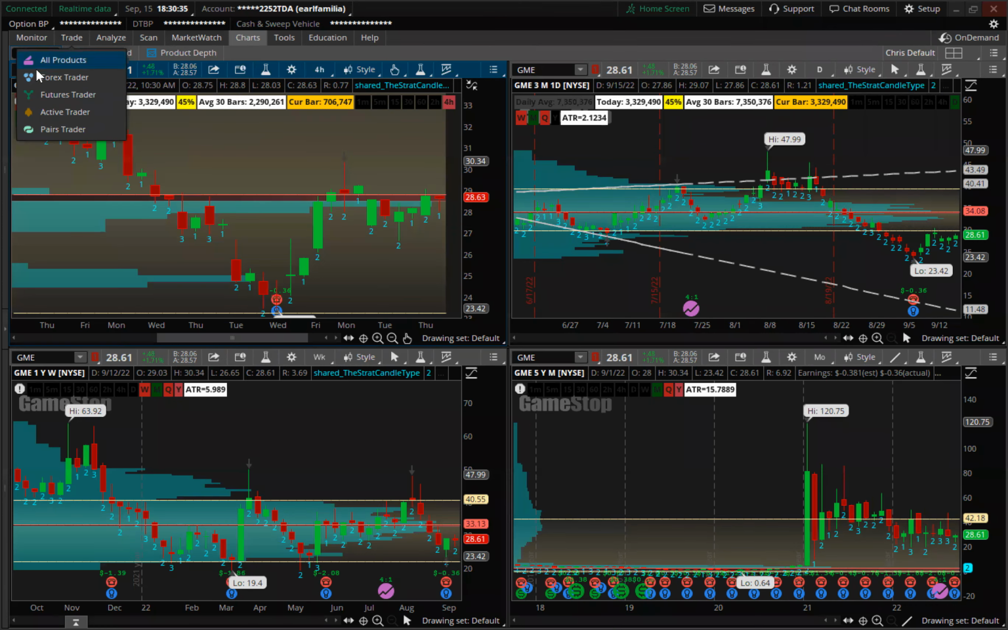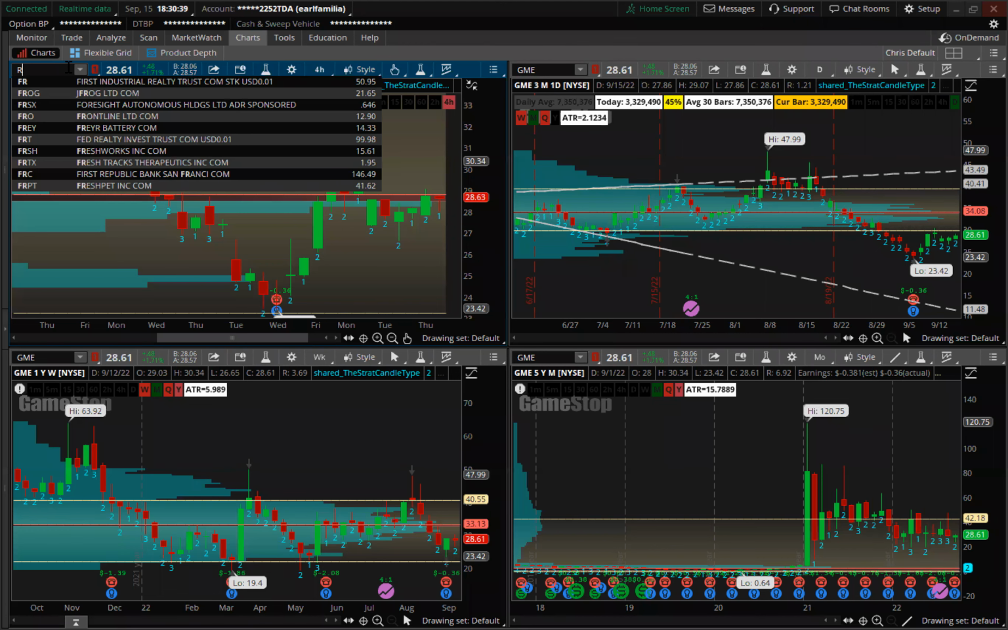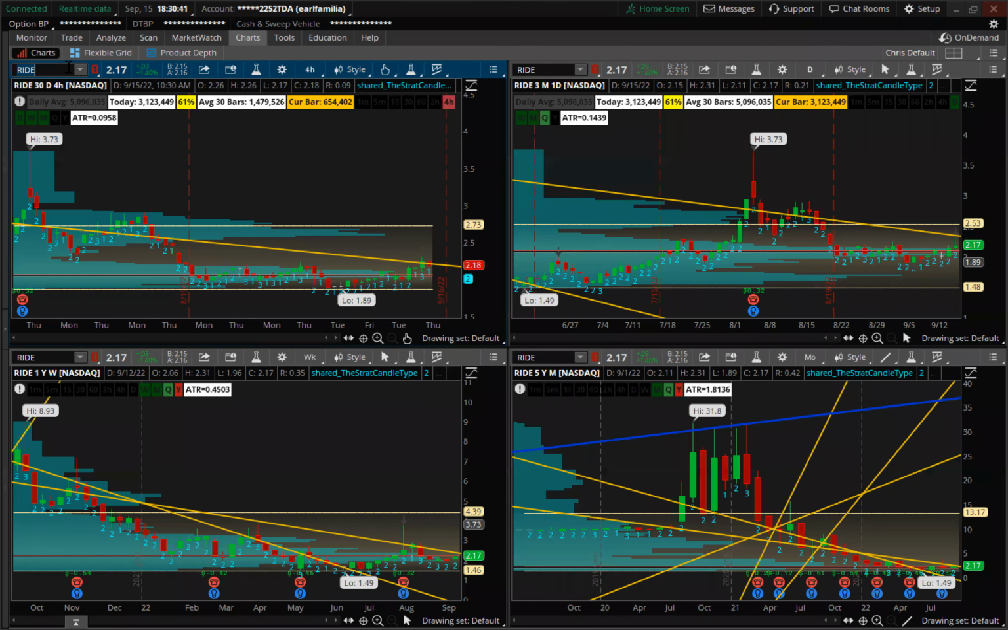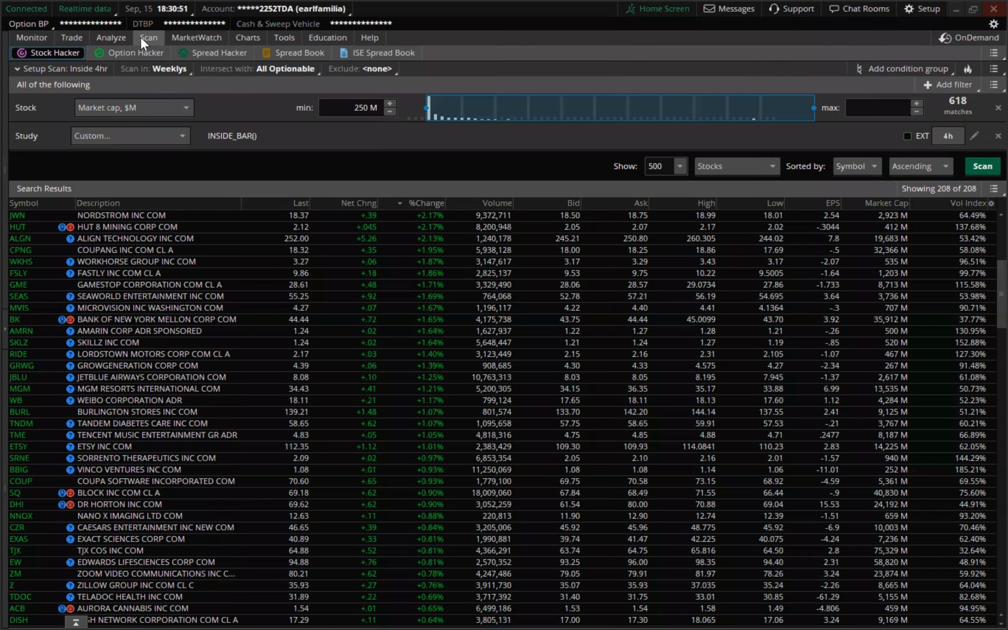Oh, I skipped over Ride, so we can take a look at Ride. Yes, Ride is at $2.17. So we're going to keep going. We need to look at Ride. So let's go MGM and Etsy.